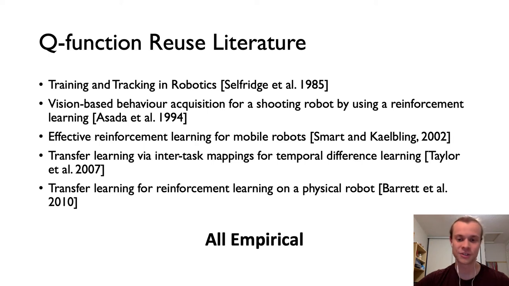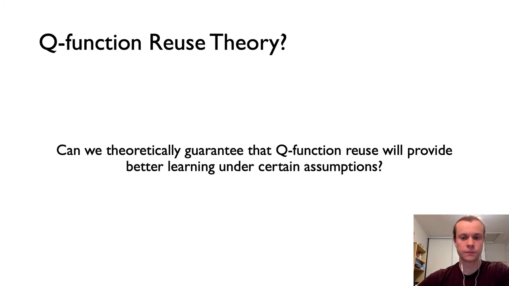A critical thing to note is that all these results show that they work, but through empirical experiments. And so this comes to what the point of this whole talk really is. And that is, can we provide theoretical results for Q function reuse? More precisely, can we theoretically guarantee that Q function reuse will provide better learning under certain assumptions?